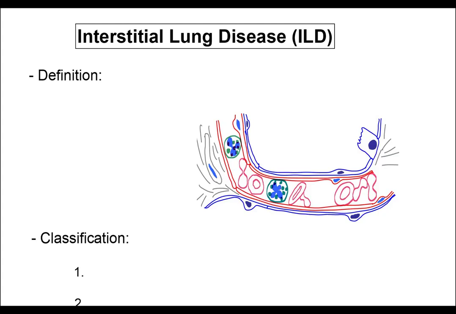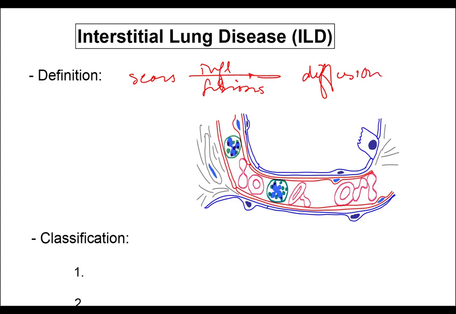Today's lecture is on interstitial lung disease. Interstitial lung disease is an umbrella term that is used to describe any process that scars the lung through inflammation and fibrosis that ultimately ends up giving a diffusion defect in the lung. So when we're talking about lung, we break it into bronchial and alveolar. This is therefore an alveolar or restrictive disease.